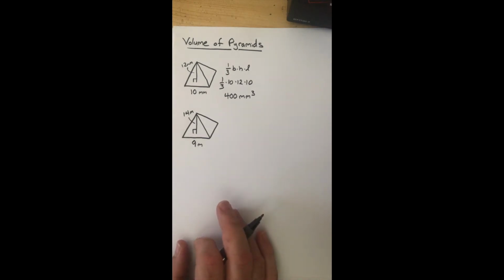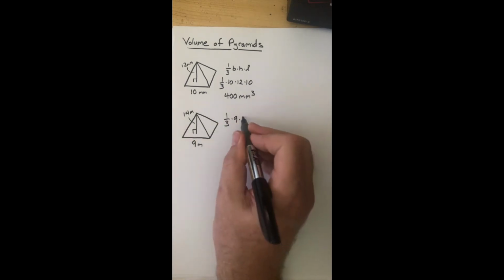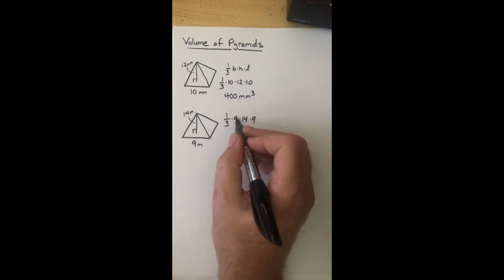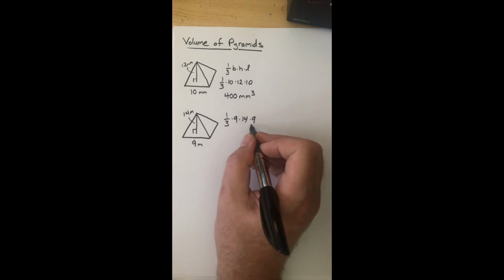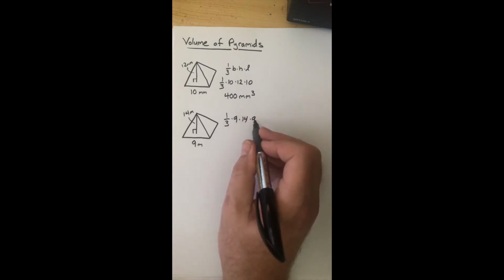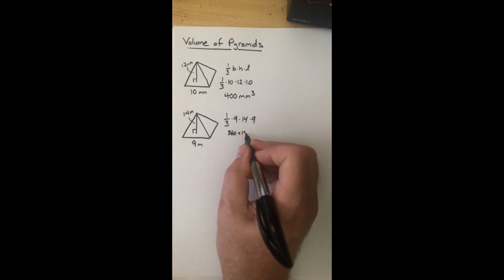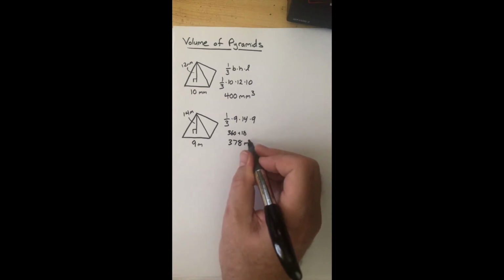Ready? Here we go. So 1/3, the base is 9, the height is 14, and the length is also 9. So I've got 3 times 14, which is 42. 42 times 9, that's going to be 360 plus 18, which is 378 meters cubed.